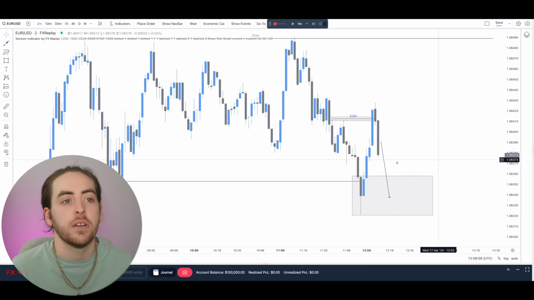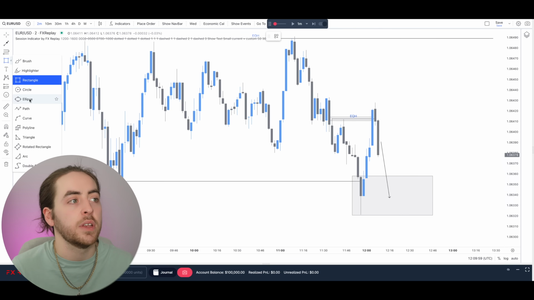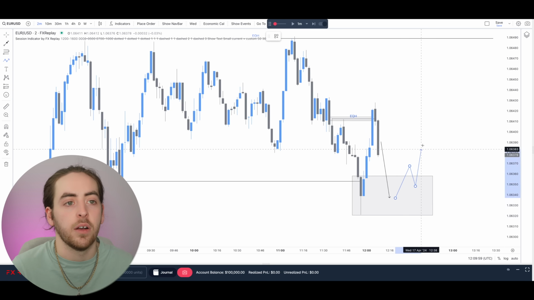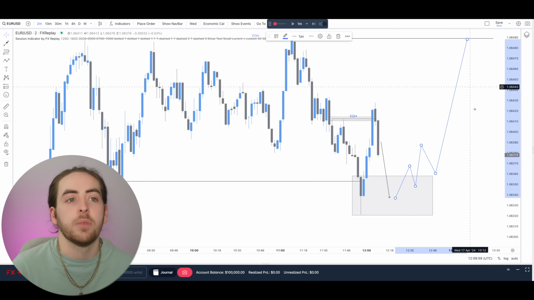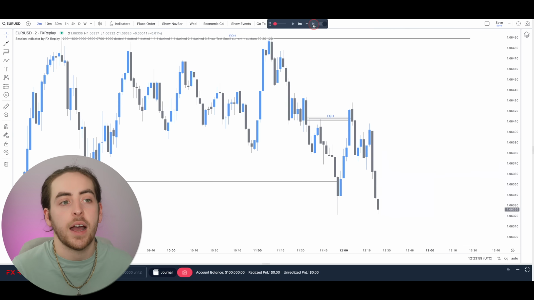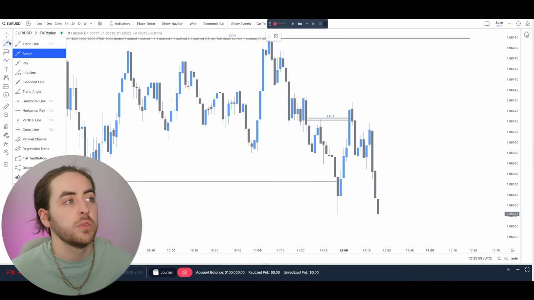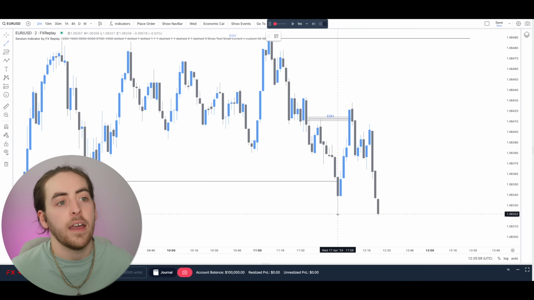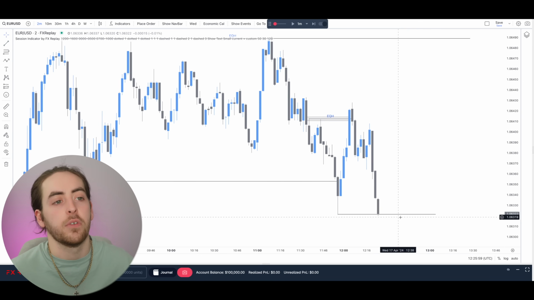And then if we get a nice solid reaction, we can look to join the trend on its way back up. So then I would be looking for a movement like this. Now, if we step the market forward a little bit, you'll see that what happened instead is that we had a small sweep of this low. And this is why I opted not to go for a buy limit.